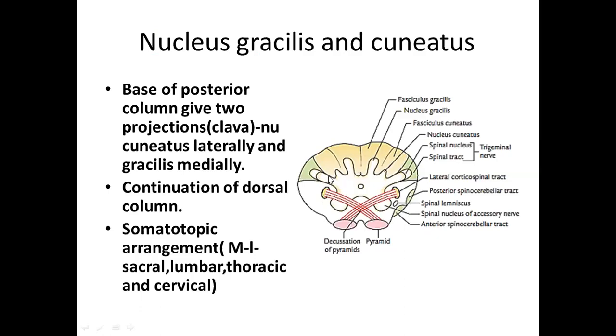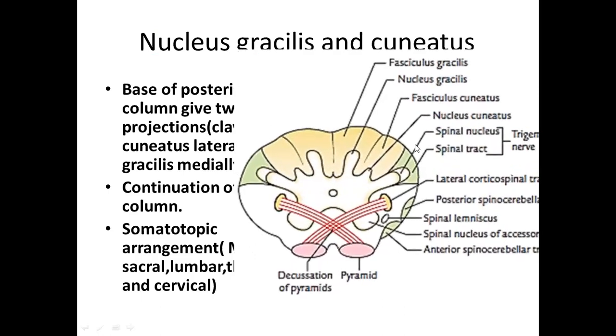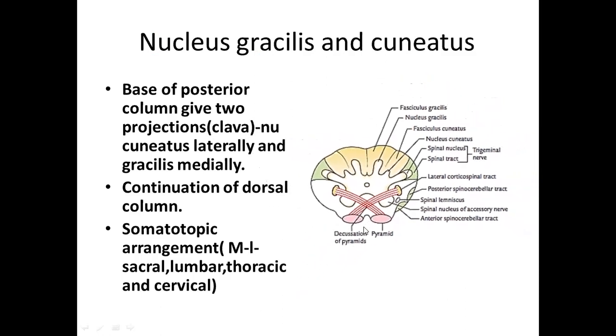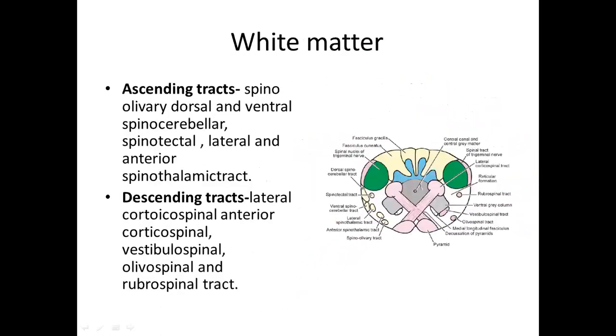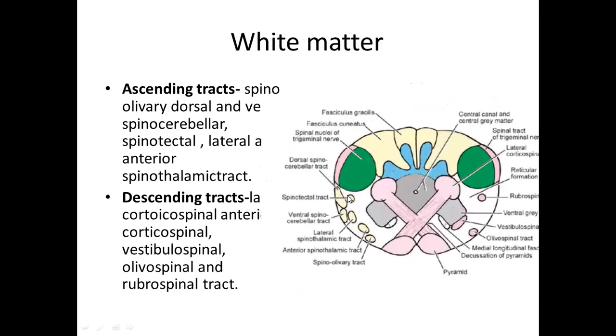So here you can see one more thing, the spinal nucleus of the trigeminal nerve, which is capped by its tract, the tract of the spinal nucleus of the trigeminal nerve. Now the white matter, I've already told you, has been divided into ascending and descending tracts. The ascending tracts are the spinotectal fibers, and the dorsal and the ventral spinocerebellar tract.